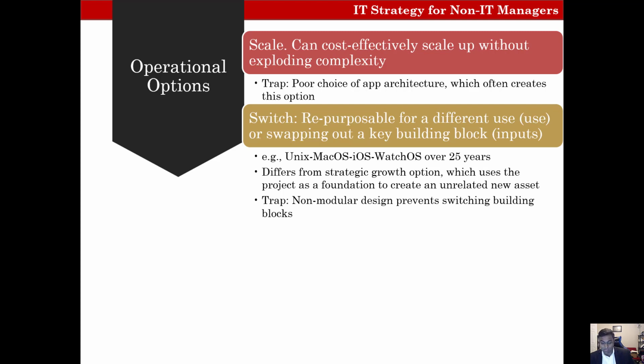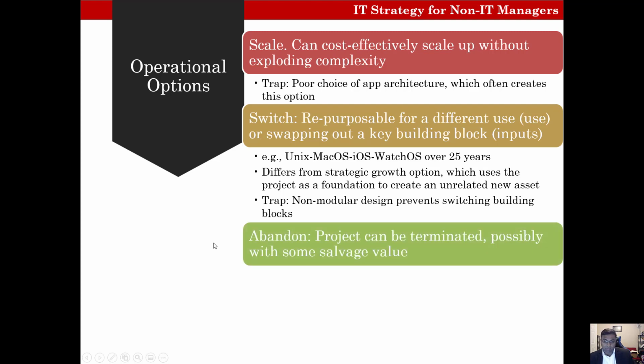A switch option can be embedded using Lego-like modular IT infrastructure. The key difference between a switch and a strategic growth option is that the latter uses the original project as a foundation to create a new unrelated asset. And the problem in switching is if you have a non-modular design, then what happens is you increase complexity, and we talked about the dangers of increasing complexity in the previous chapter.